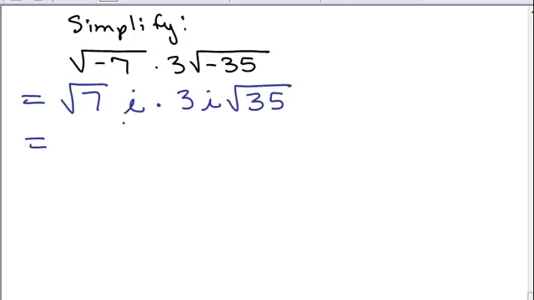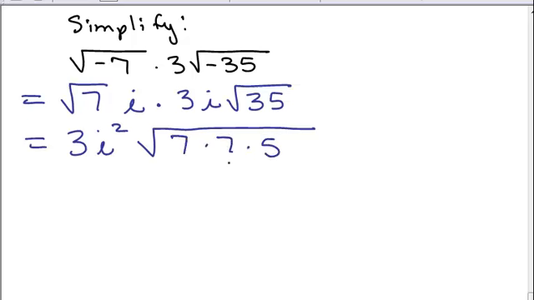All right, so what do I have here? On the outside I've got the 3i squared, right? I have 3i squared. And the square root, I've got the square root of 7 times 35. Instead of multiplying those together, I noticed that 7 is a factor of 35, so I'm going to write 35 as 7 times 5. So I can see I can take a 7 out of here. So we'll do that at this next step.